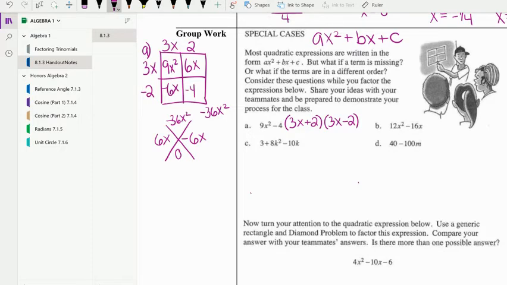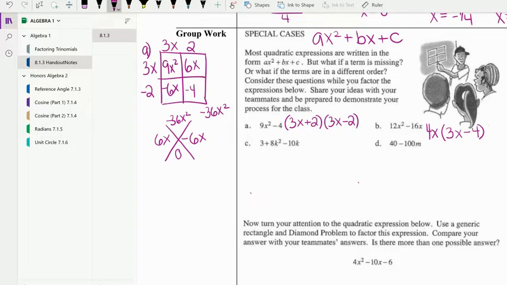Now this next one, we're missing our c term, which means that we want to look at both terms and see, can we factor out a GCF? So what is the greatest common factor of 12x squared and -16x? And we can see that we can take out a 4x. So if we take out a 4x, we would have 3x minus 4 left. So that one actually just looks like that.